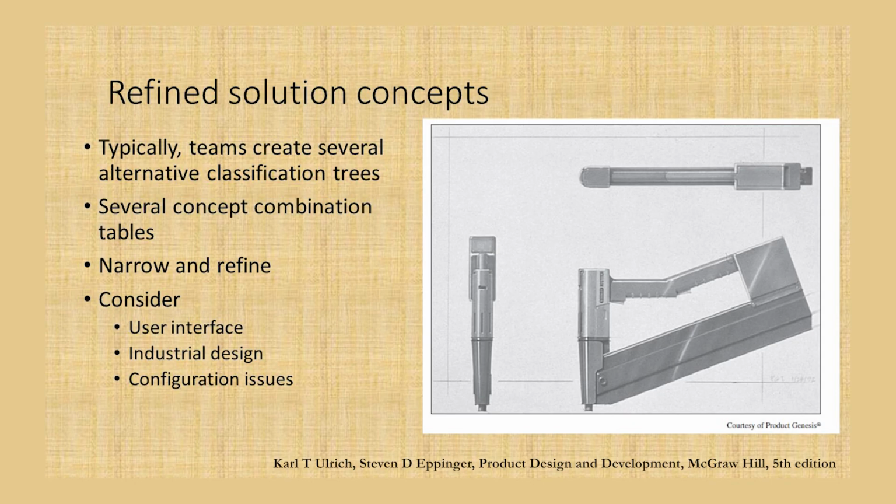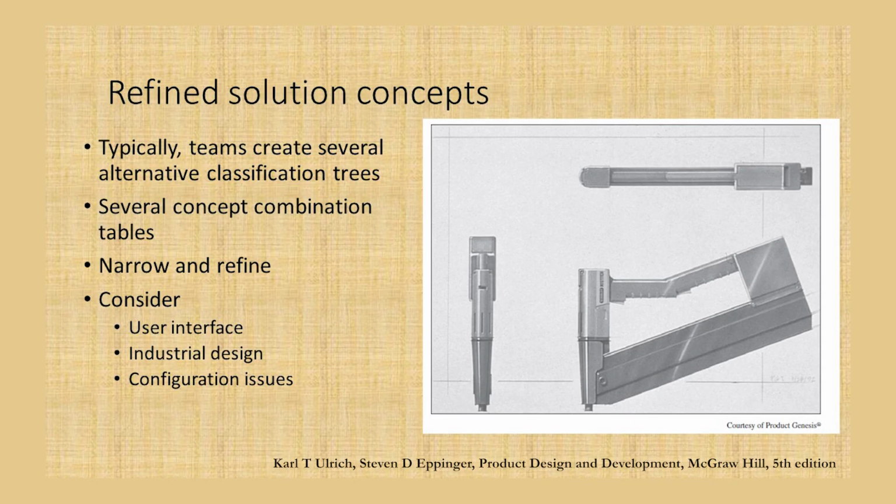This is all the design work that you are doing: creating these classification trees and concept combination tables, then narrowing and refining, rooting out the ones that are not useful, then considering the user interface as well. In this case, what is the user interface of the gun? It is the trigger, right. That is where the user is interfacing with the product. Think about what interface you can use to deliver that energy and what the shape of that should be. That will give you that refined solution concept that looks like this or this or this.